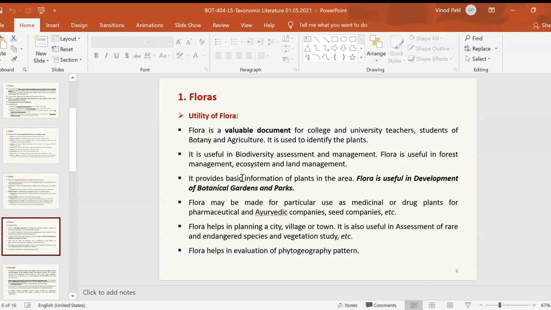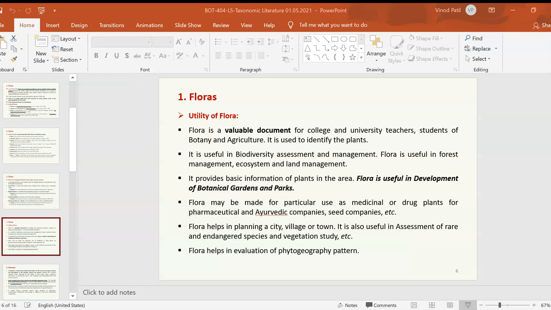It is useful in biodiversity assessment and management of the biodiversity and the sustainable use of it. Flora is useful in forest management, ecosystem, and land management practices too. It provides basic information of plants in the area that we know. Flora is useful in development of botanical gardens and parks too, because many invasive plants, the plants which are not native to the location, cannot survive or flourish well in our habitat.